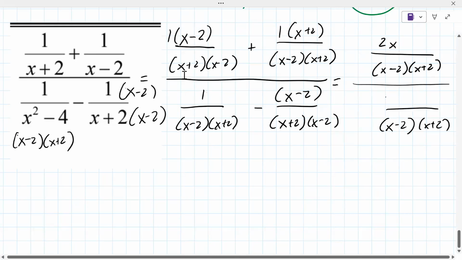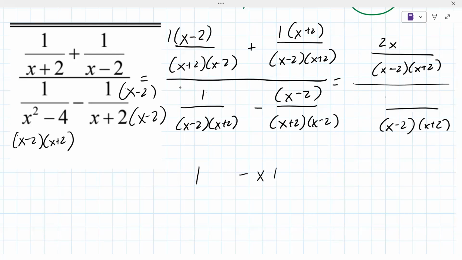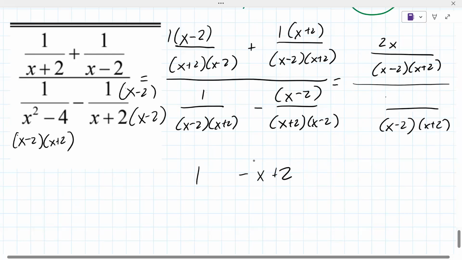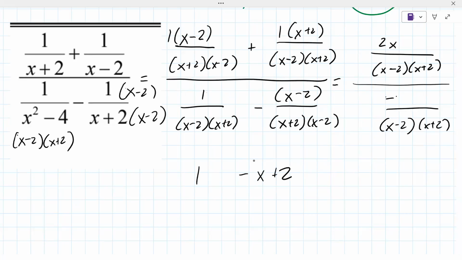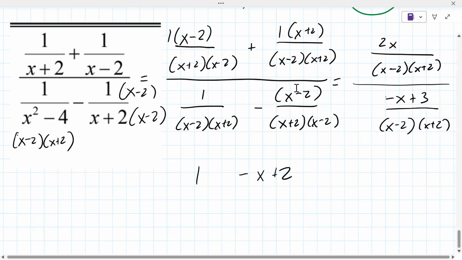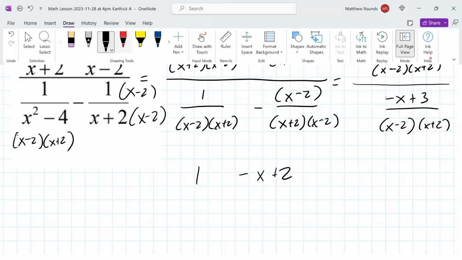So minus 1 becomes negative x plus 1, or 1 minus x. So I'm getting 1 minus x plus 2, plus 2, which becomes negative x plus 3. Oh yeah, because the 2 isn't negative, the 2 becomes positive. The 2 becomes positive because of the outside negative. Yes. And then from there, the bottoms are the same, so you cancel those out.